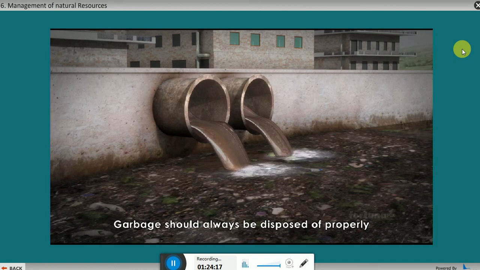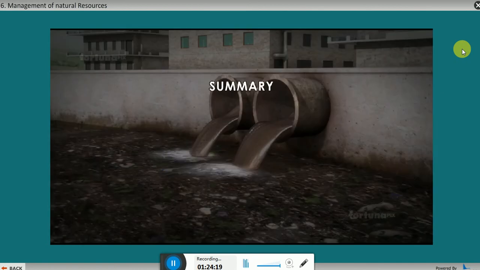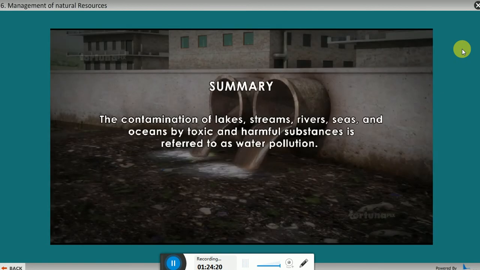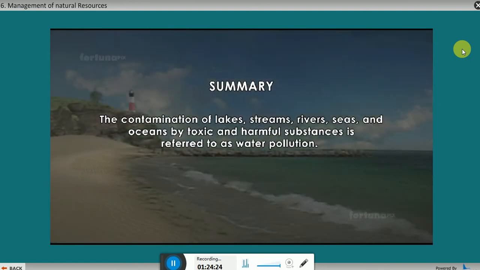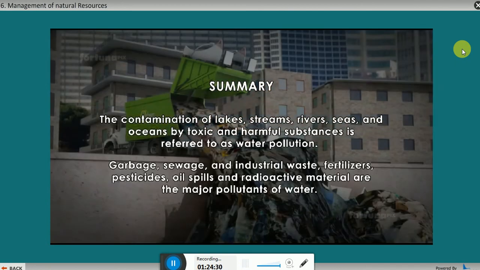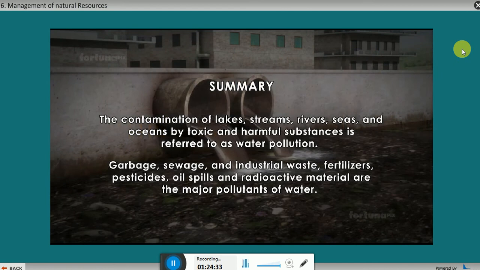Summary: the contamination of lakes, streams, rivers, seas, and oceans by toxic and harmful substances is referred to as water pollution. Garbage, sewage, and industrial waste, fertilizers, pesticides, oil spills, and radioactive material are major pollutants of water.